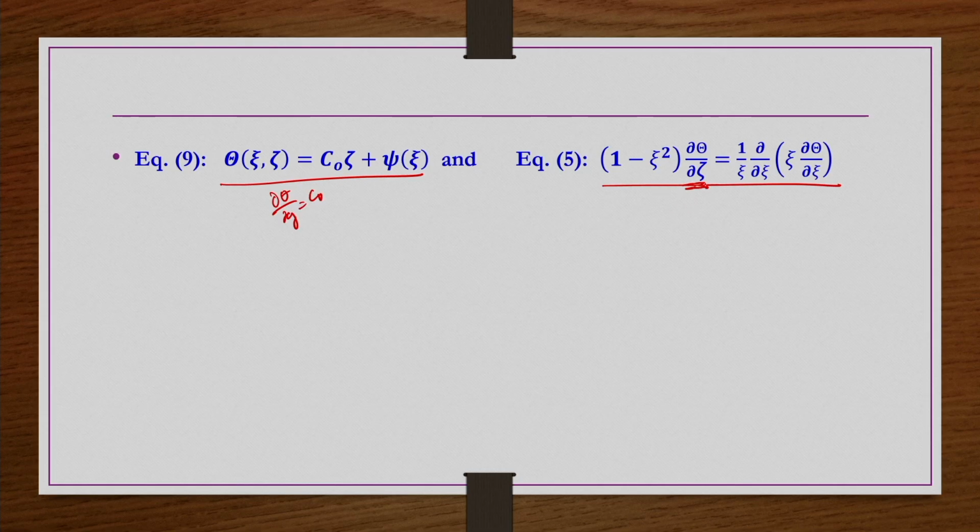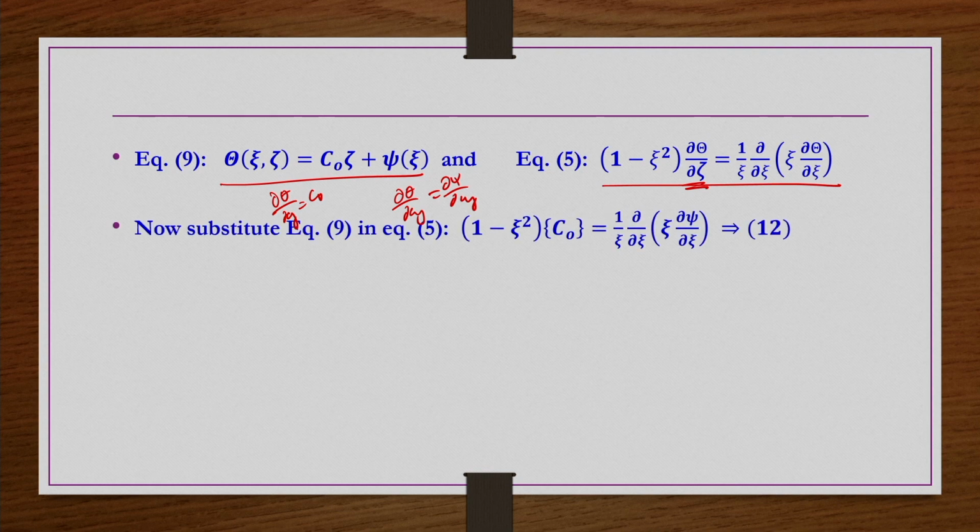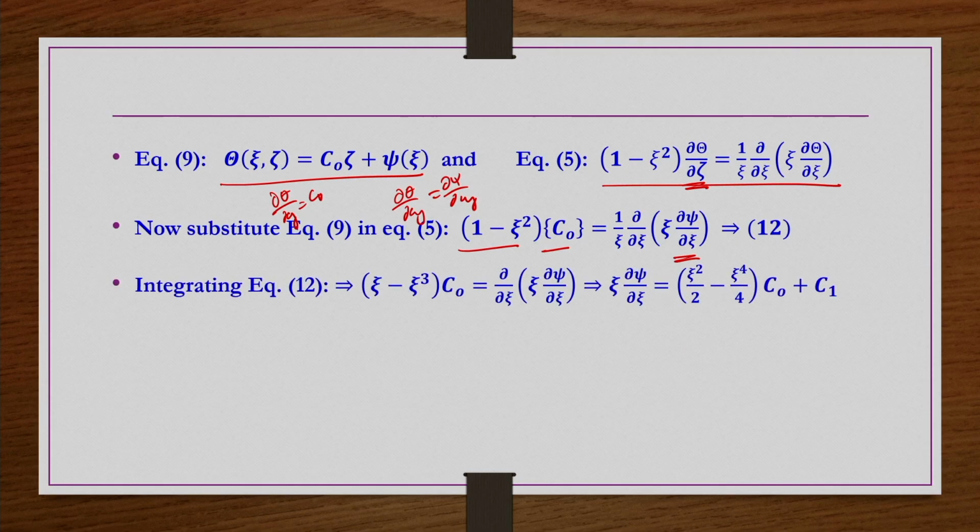So, 1 minus xi square times C1 is equal to 1 by xi dou by dou xi of xi dou psi by dou xi, because dou theta by dou xi is nothing but dou psi by dou xi, is it not? So, when you do 1 minus xi square, in place of d theta by d xi I have to write d psi by d xi, right. So, this is what we are having.